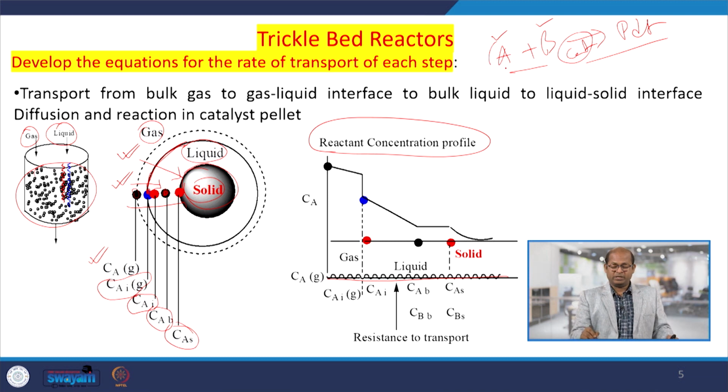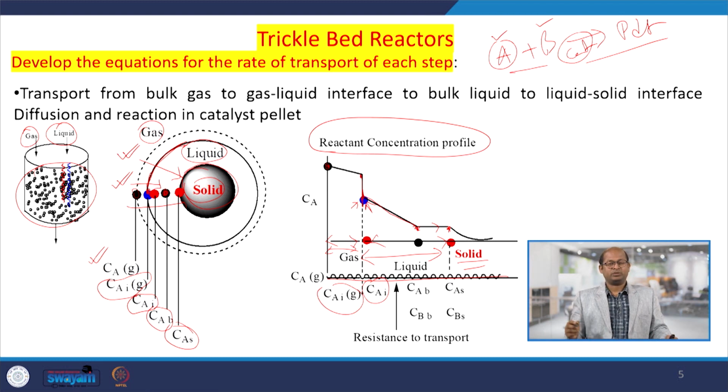Here component A, the gaseous component, is initially very high in the gas phase, then as it comes to the interface the concentration goes down. This is the interface gas phase concentration, and this is the liquid phase concentration at the interface. This is the liquid, this is the gas, and this is the solid component. Then from the interface it goes to the bulk, this is the bulk concentration of component A, and from the bulk it moves to the catalyst surface, where the concentration is C_AS.